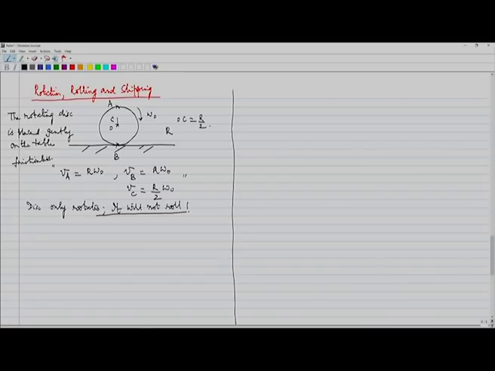Okay, now we will consider rolling motion. What is actually a rolling motion? A rolling motion is when a disc rotates about an axis and also moves forward. Something like when you cycle or ride any two-wheeler, the wheels rotate about the axis and also move forward. So there is a translational motion as well as rotational motion.